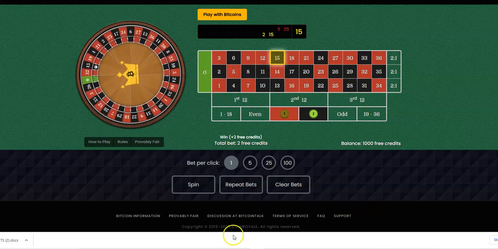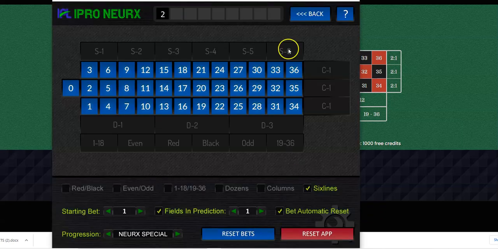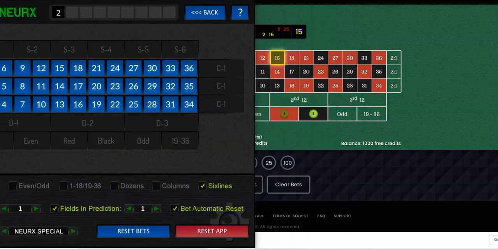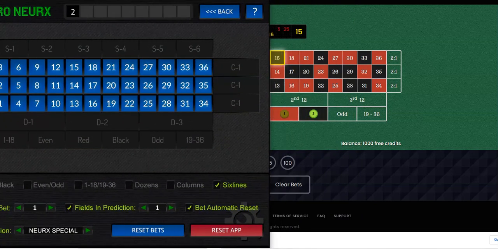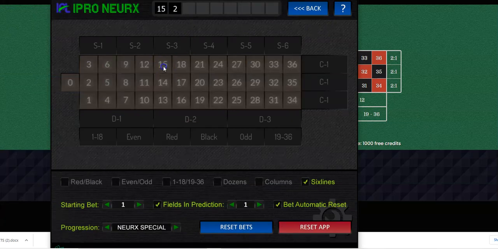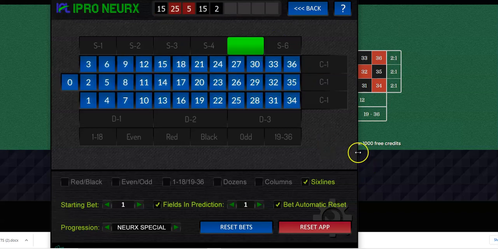Okay, so what we've done is we've gotten these numbers. We saw the 2 already, so 15, 5, 25, and 15. Let's see what comes up.